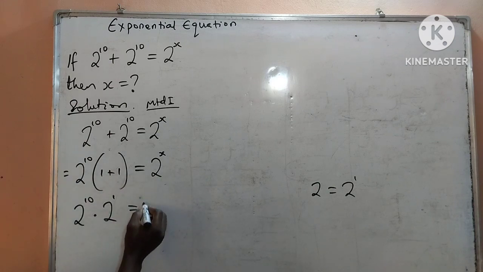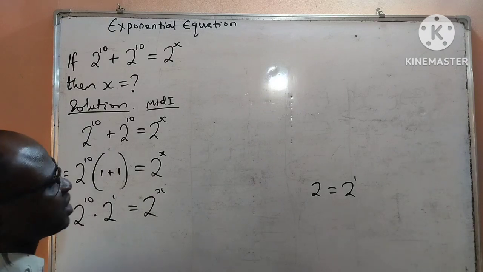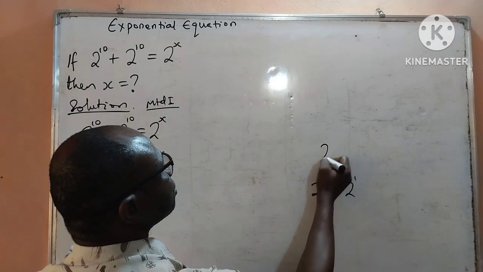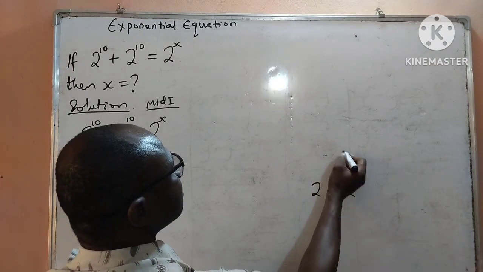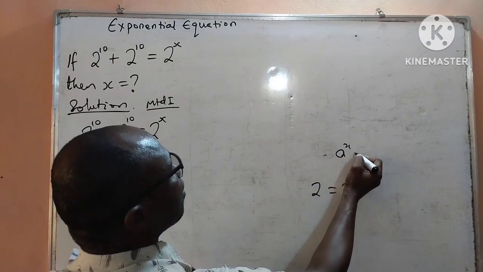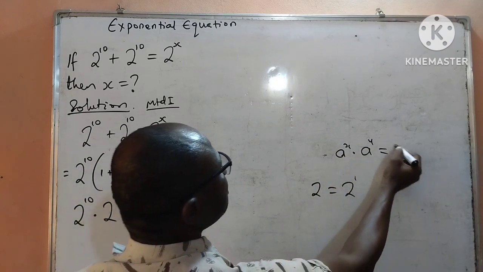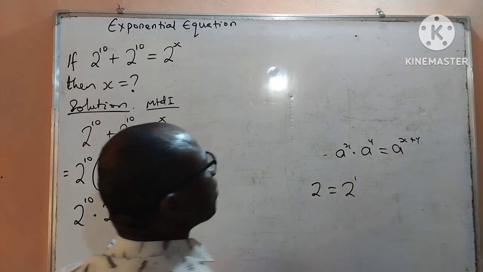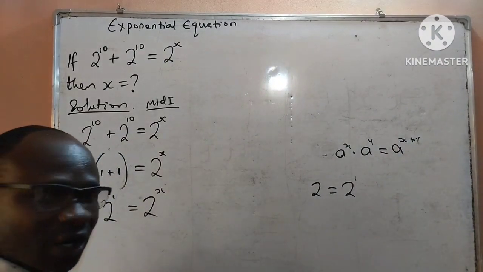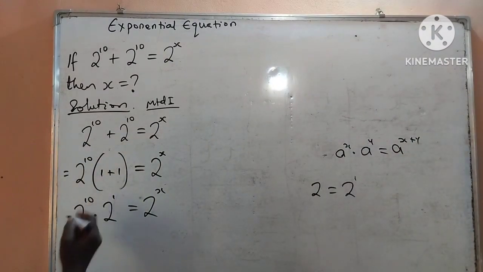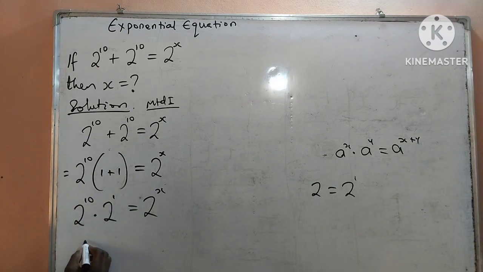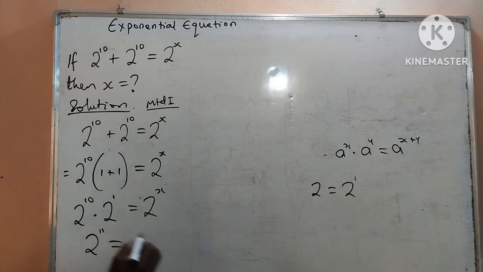And this is equal to 2 raised to power x. By law of indices, if I have a raised to power x multiplied by a raised to power y, it is equal to a raised to power x plus y. That is the addition law of indices. This means that 2 raised to power 10 multiplied by 2 raised to power 1 is the same thing as 2 raised to power 11, which is equal to 2 raised to power x.